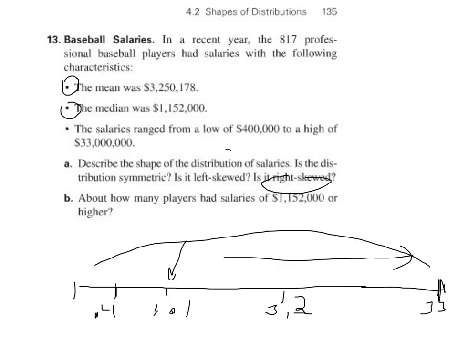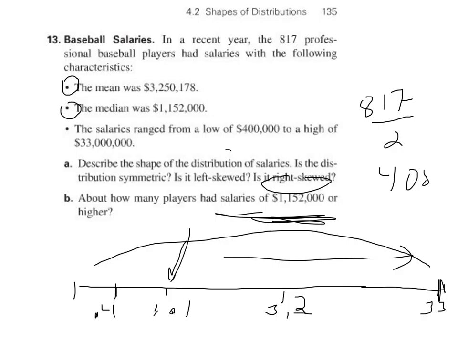So how many players had salaries of that much or more? Well, since we know this is the median, and that's the halfway point, half of 817 would be what? 408.5. So 408, 409. You'd have to see what my stats lab was looking at for an answer there, because you can't have half a person. Okay, so that's how you deal with this kind of skew distribution.